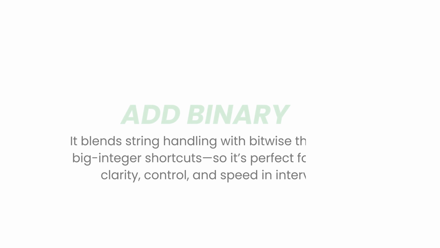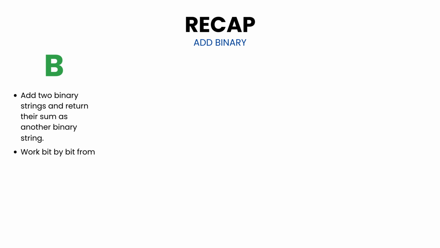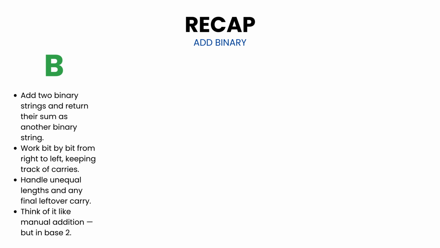Breakdown recap. We're adding two binary strings and returning their sum as a binary string. The core idea: add from right to left, keep a running carry, and handle different lengths plus a possible final carry at the end.